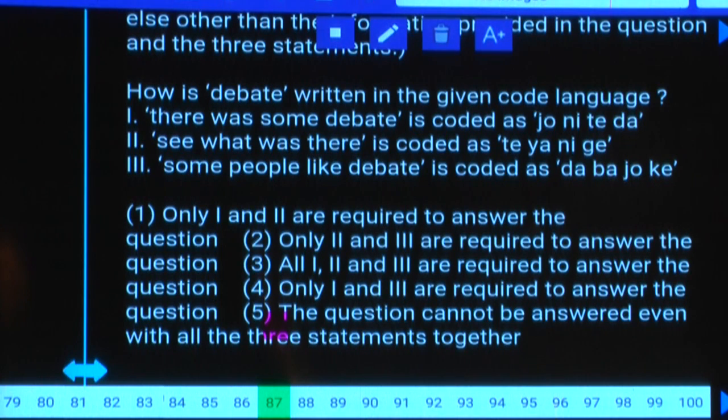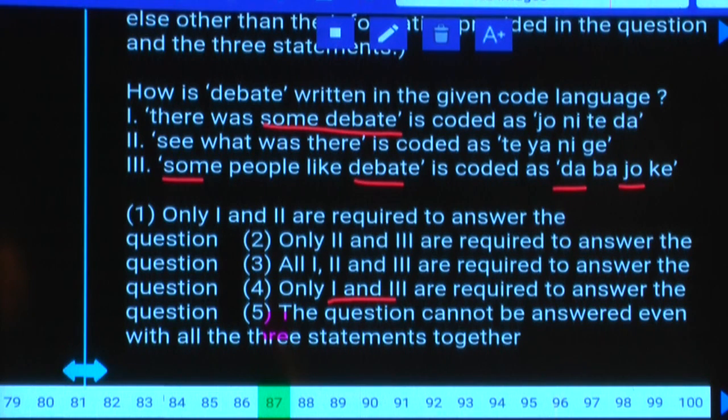Then, combination of statements 1 and 3. Now, if you combine 1 and 3, there was some debate and some people like debate. And what are the words which are common here? Some and debate. Here also some and debate. And 2 words are common, 2 codes will be common. What are the codes which are common here? DA and JO. And the code to the word debate could be either DA or JO. As you are getting 2 different answers, 1 and 3 is also not sufficient.